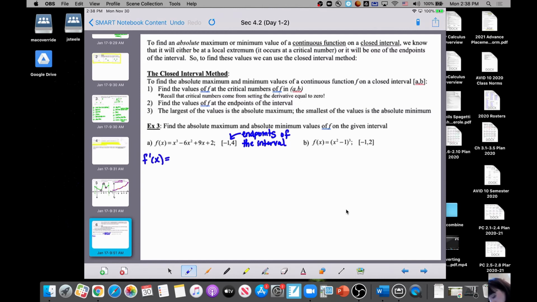So f prime of x is going to be equal to 3x squared minus 12x plus 9. And I want to know what values of x make that first derivative 0. So if I set this equal to 0 and I factor, first I can take out a GCF of 3. So then I'll have x squared minus 4x plus 3, and then that trinomial is an easy factor. That's going to factor into x minus 3 and x minus 1, which tells me that my critical values here are going to be x equals 3 and x equals 1.